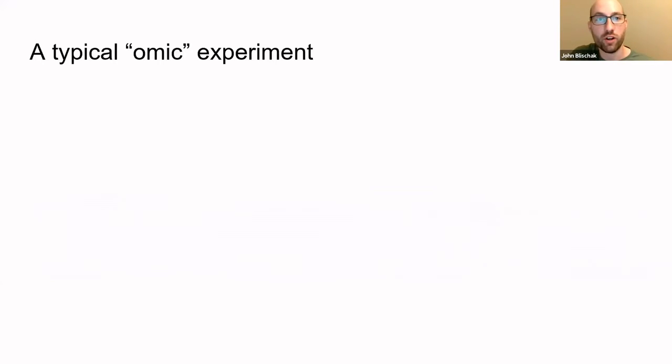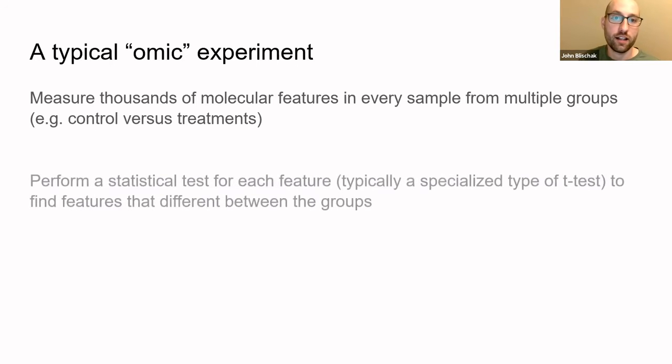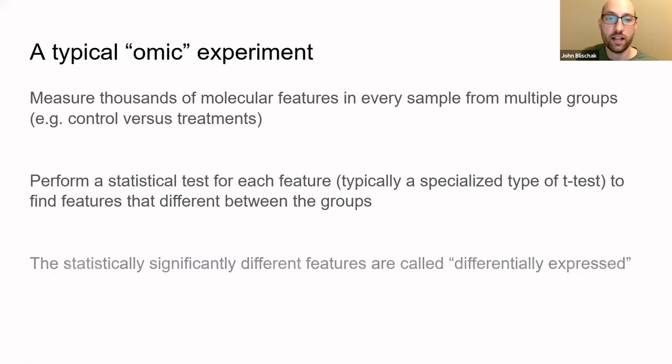And so the basic idea, and what OmicNavigator tries to solve when you're doing one of these typical experiments, is to make it really easy to share the results. You're going to measure these thousands of molecular features in every sample from multiple groups. For example, it might be control versus various treatments. Then for each one of these features, you're going to perform a statistical test. It's usually a specialized type of t-test, but you can just imagine it's a t-test. You're comparing two groups, trying to find features that are different between the two groups. The ones that are statistically significant are referred to as differentially expressed. That just has to do with some nomenclature from genetics and genomics.